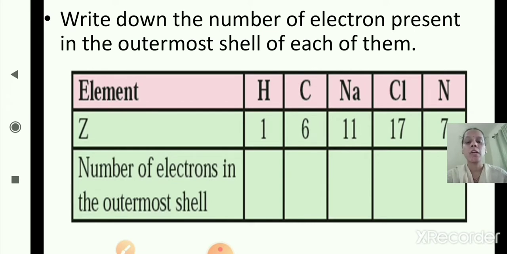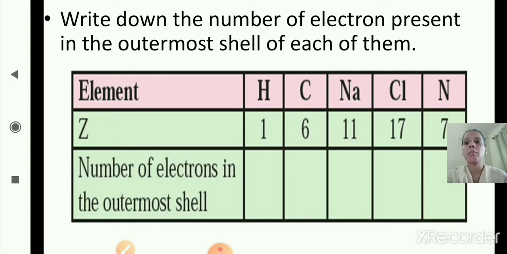Okay, so first one it is given H, hydrogen. Atomic number Z is equal to 1. C is carbon, atomic number 6. Na means sodium, atomic number 11. Cl means chlorine, atomic number 17, and N means nitrogen, atomic number is 7. Now you will write down the number of electrons in the outermost shell.